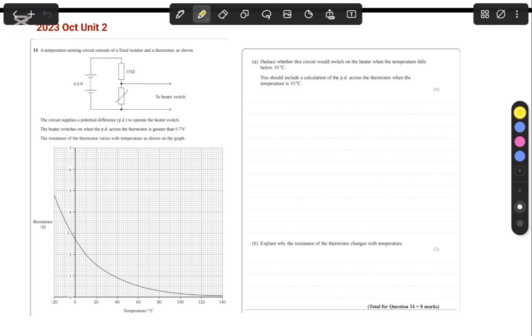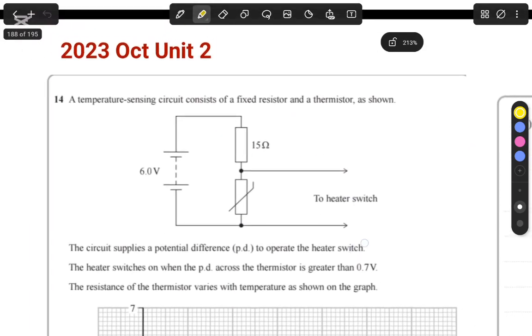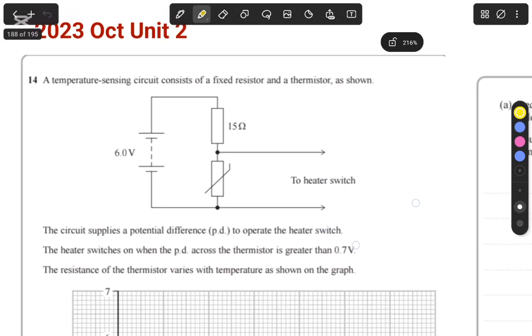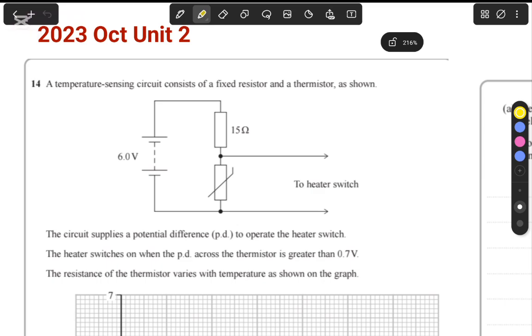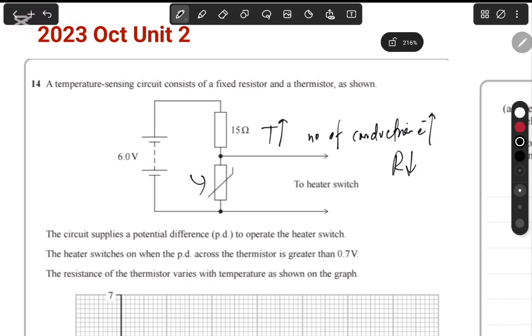Okay, so looking at this question, just having a glance at it, I can easily tell this is a potential divider circuit. It always looks like this. We have two things in series, and then we have the circuit supplying potential difference to some other component in this way. And then we have a thermistor here as well. Now, something unique about the thermistor is as the temperature increases, the number of conduction electrons increases, so its resistance is going to decrease.